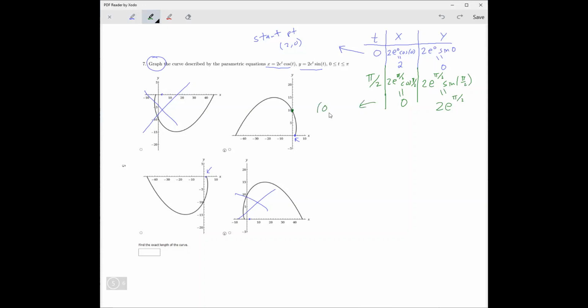So there's another point that has to be on the graph, and that's right there. And it's not on this one, so you can throw that out. So it's got to be this second graph here. It's got to be this graph there.